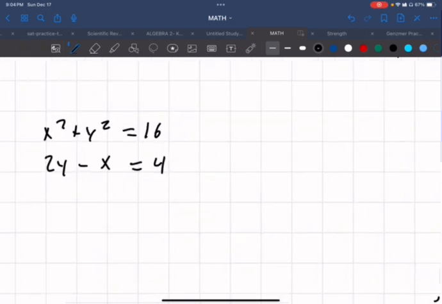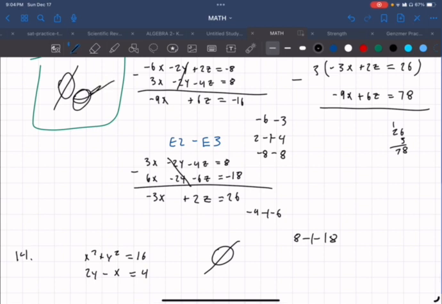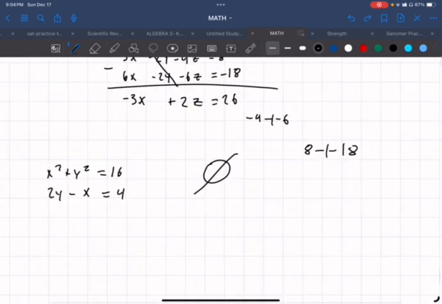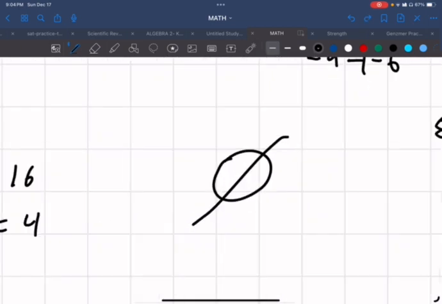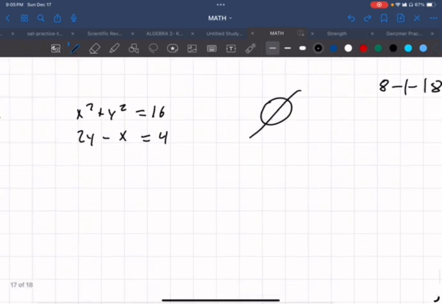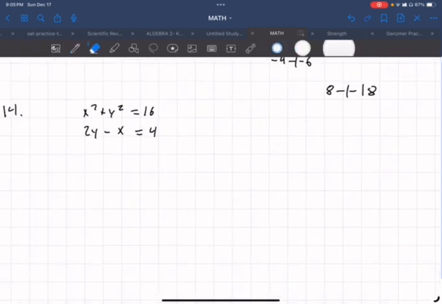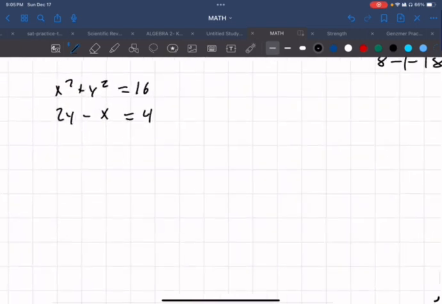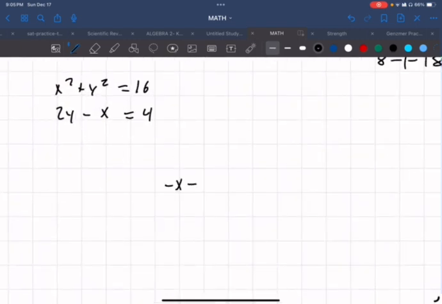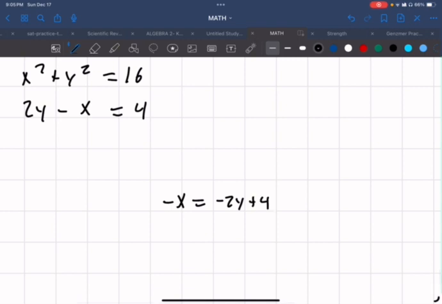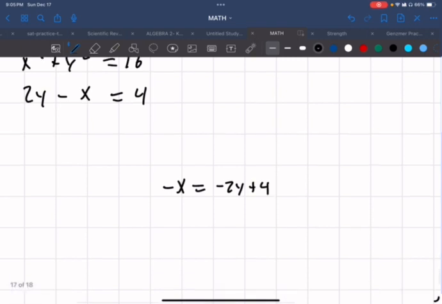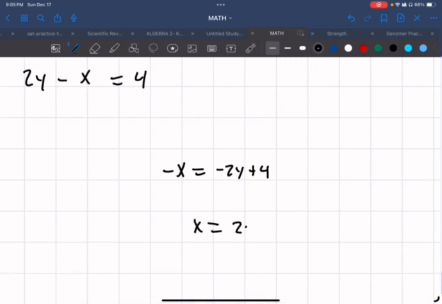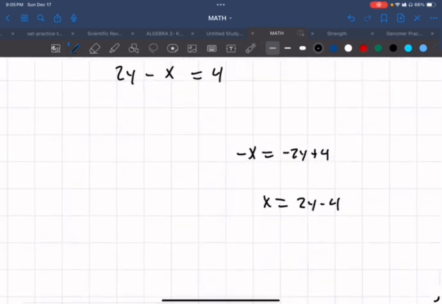So this is between a circle and a line. It's funny because it also just looks like that. That means that at most it can have 2 points of intersection, which is something nice to know. Anyways, let's use substitution. So x would equal 2y minus 4. Then we just plug in.